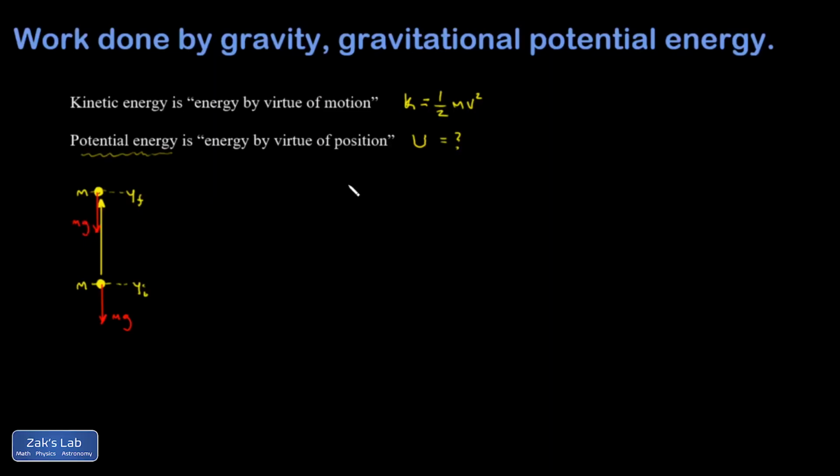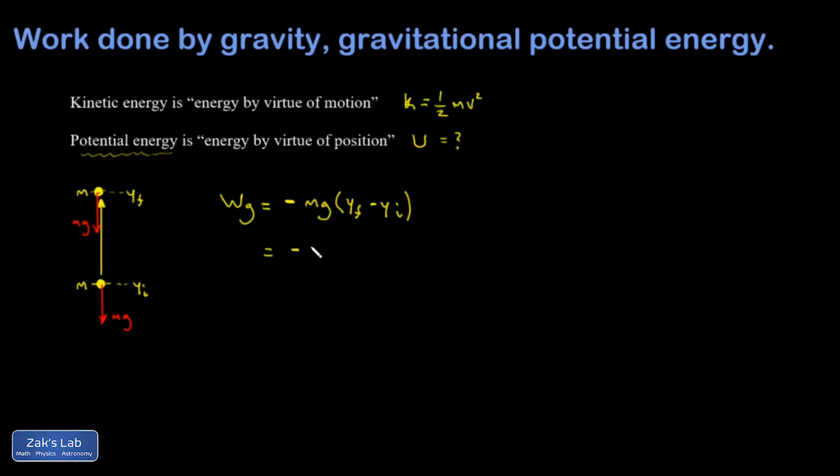And if I try to get the work done by gravity, well, it's got to come out negative because the force vector points exactly opposite to the displacement vector. So I'm just going to put a minus sign on there. And then the magnitude of the force is mg. And then I need the size, the magnitude of the displacement vector. Well, this y value is bigger than this one. So to make a positive quantity come out, I've got to go y final minus y initial. And there's the work done by gravity.